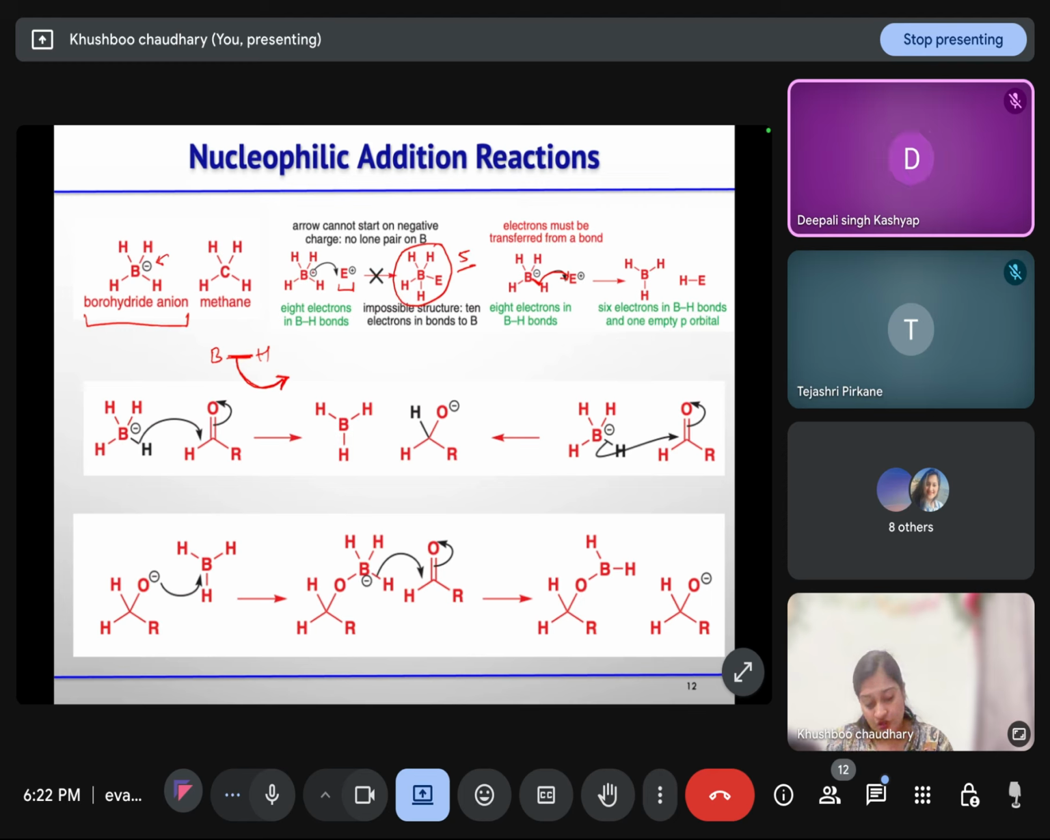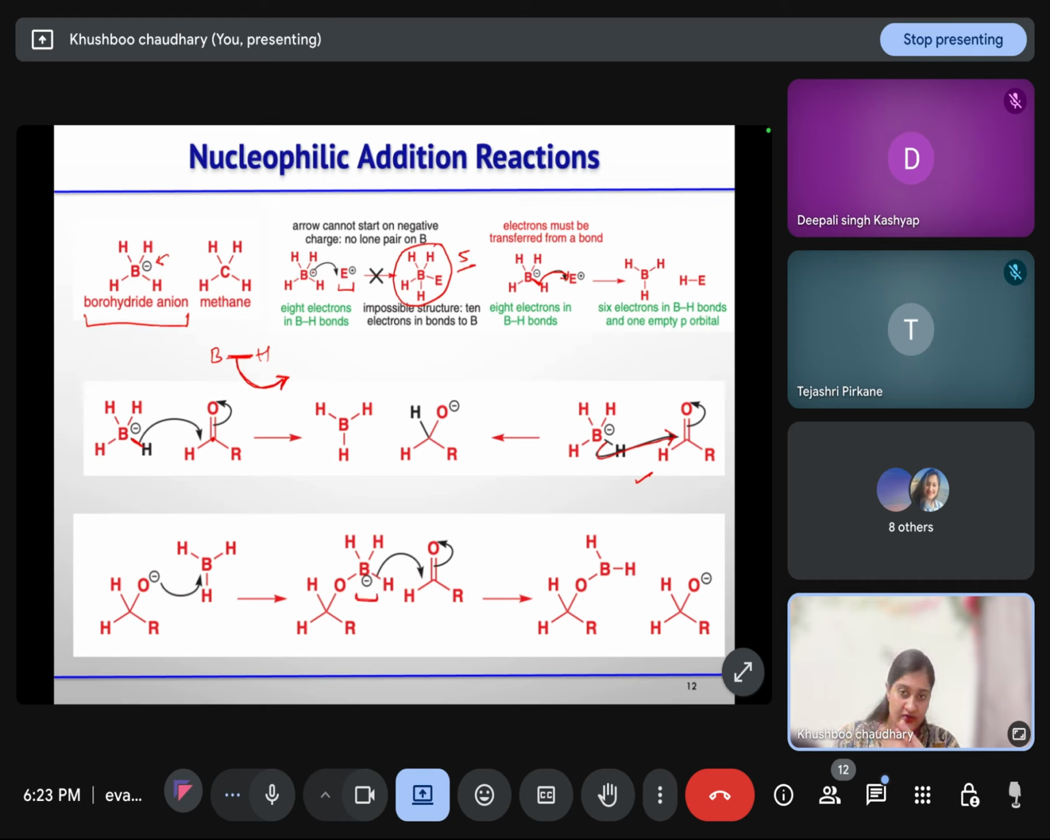Yes, ma'am. So how does this attack take place? Your B-H bond is attacking the carbonyl carbon, and then O negative will be generated. Or we can say that the attack is taking place through the hydrogen atom, so we can show the arrow by crossing the hydrogen also. This is also a correct way to represent it. Now after O negative is generated, the boron that is formed is again electron deficient, so O negative can attack this borane to form this intermediate again.